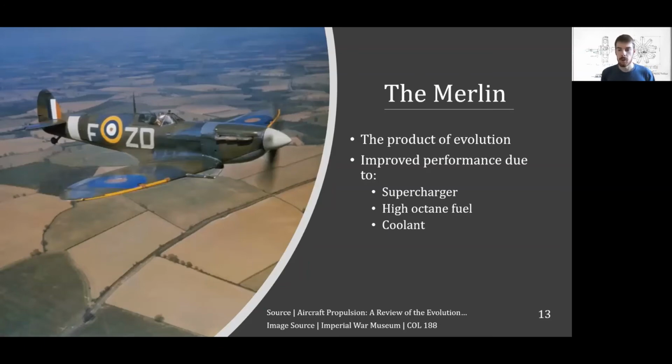As I mentioned before, the Merlin and other inline engines of the time were essentially just the result of advances in engineering, manufacturing. The basic concept was the same, but just improved upon by the supercharger. High octane fuels increase the power of the combustion, and chemical additives for the coolant increase their effectiveness at high altitudes and decrease the weight and size of the radiator.